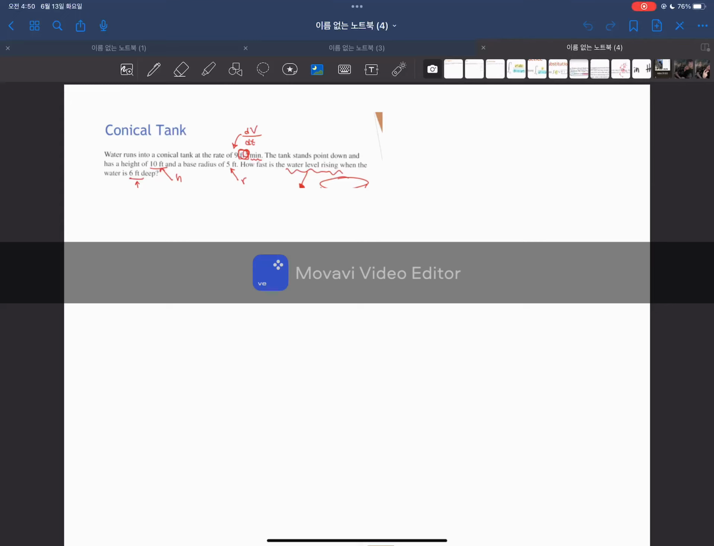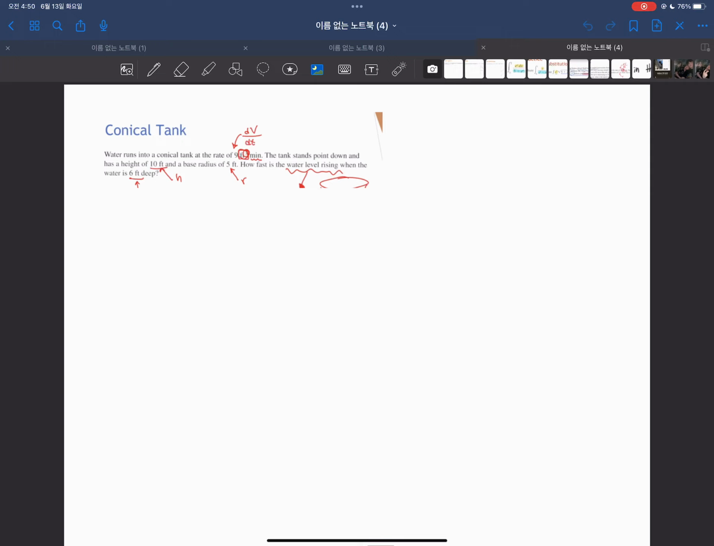Hi, I'm going to explain the 3 examples from 4.6, 3 examples from 6.2, and 3 examples from 7.2. First, we're looking for a conical tank.